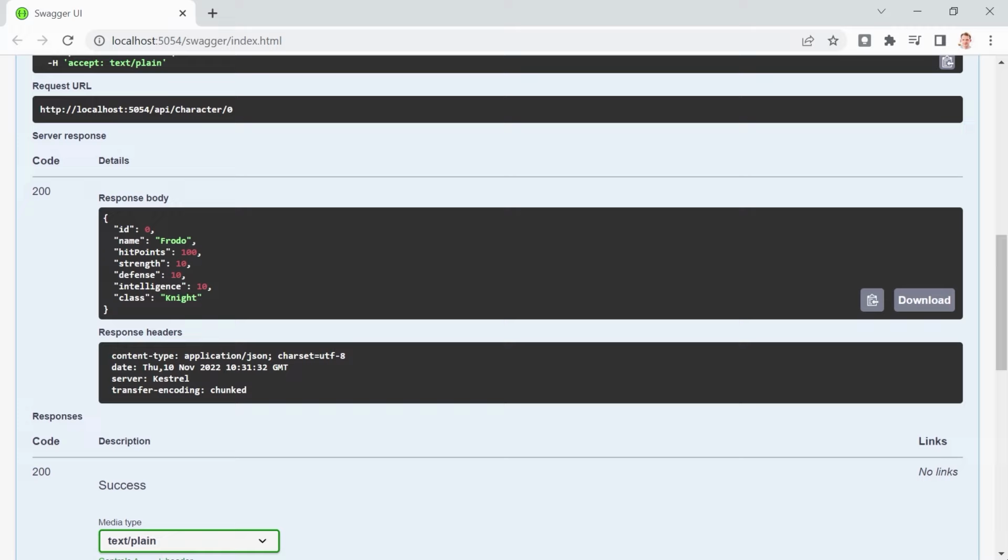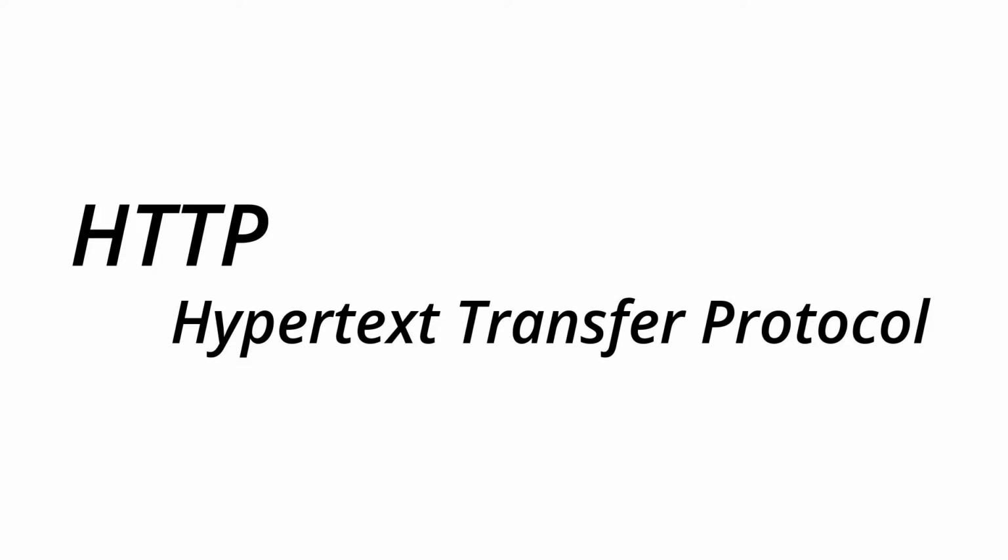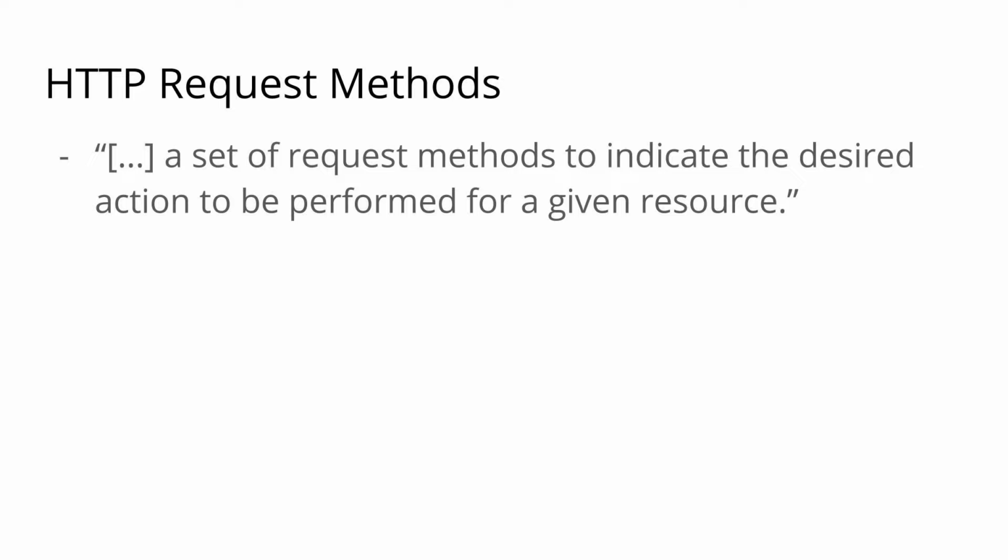This works just fine. Now, before we implement more methods in the controller, let's have a look at the various HTTP request methods we will cover in this course. The Hypertext Transfer Protocol, or in short HTTP, defines, as the MDN web docs put it, a set of request methods to indicate the desired action to be performed for a given resource. To this date, we can find 9 request methods in the documentation. The most common ones are get, post, put, and delete. These are the ones that are covered in this course because you almost always can do everything that needs to be done with only these 4.